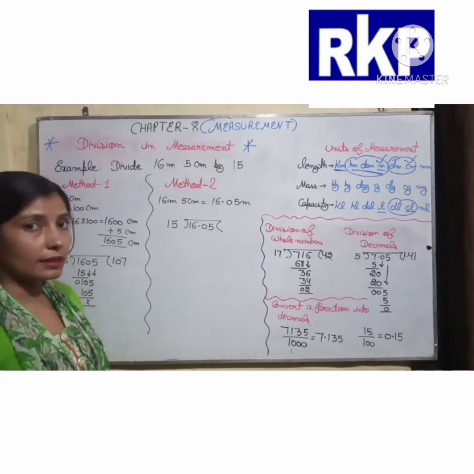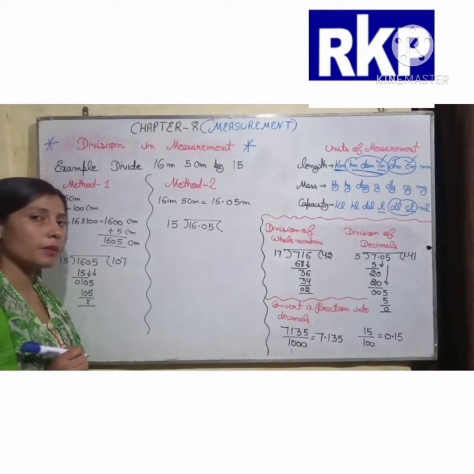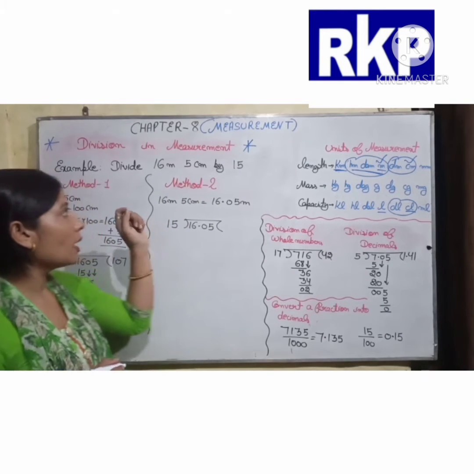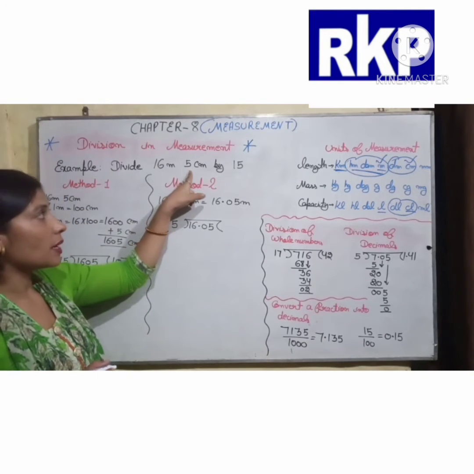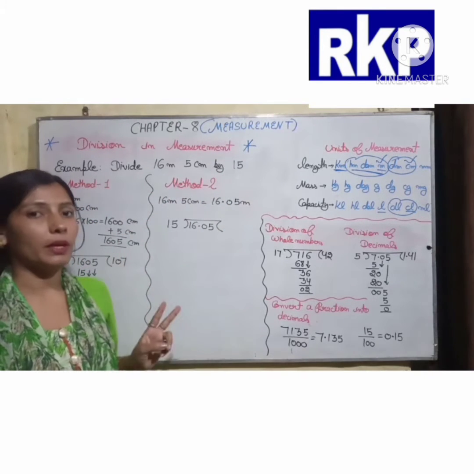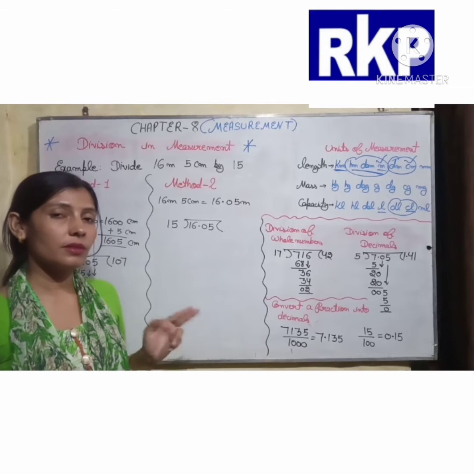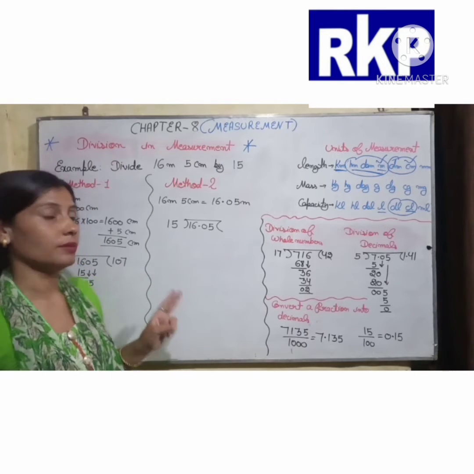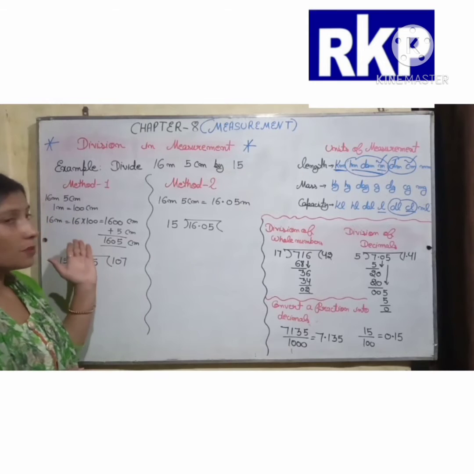Now students, let us see division in measurement. Let us take one example to understand it. Here we have to divide 16 meters 5 centimeters by 15. And here also, beta, we have two methods, like addition, subtraction and multiplication. Now let us see the first method.